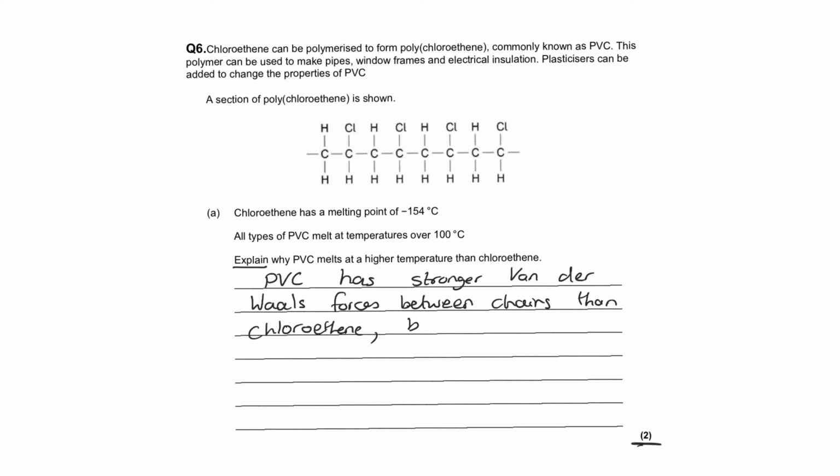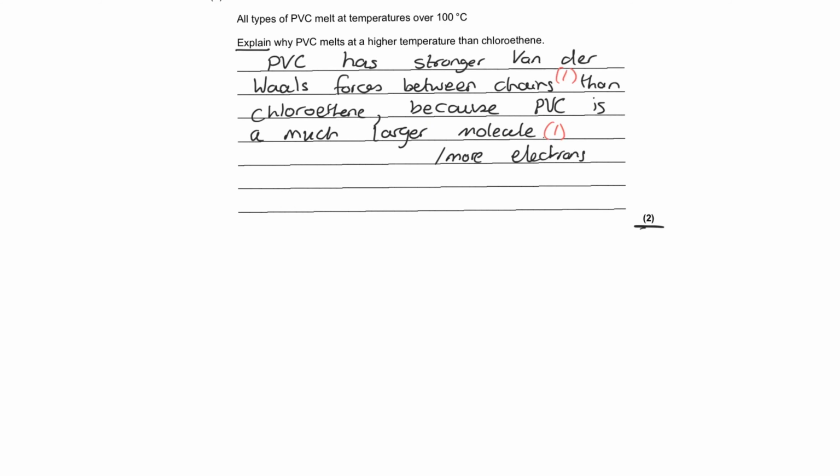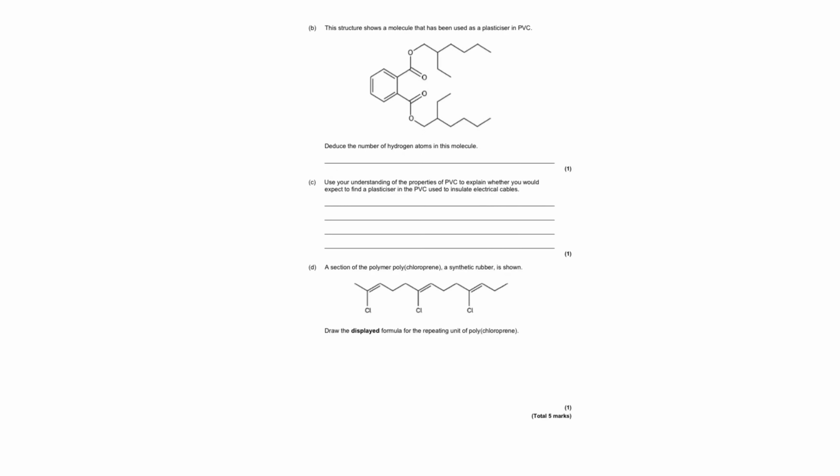And the reason for that is because PVC is a much larger molecule. Okay, so your 2 marks, you get 1 mark for saying stronger van der Waals forces, and the second mark is for saying because it's a larger molecule or it's got more electrons. So more electrons, because we know that van der Waals forces are stronger when there are more electrons. Okay, that's it for that question.